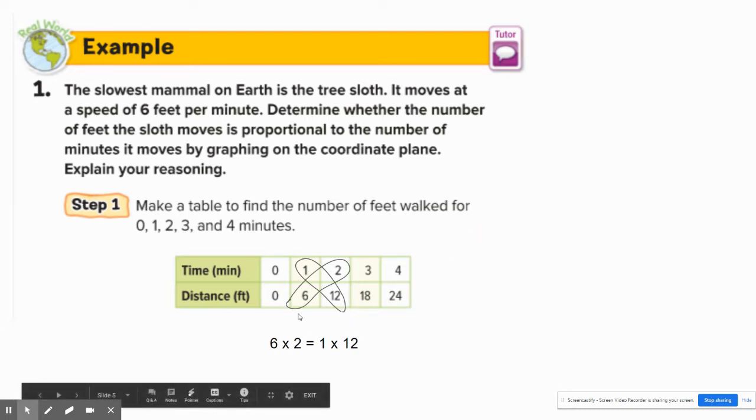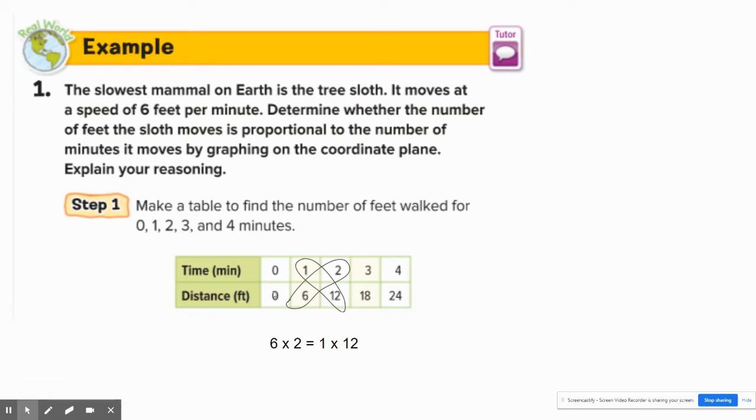Before we took the break, 6 times 2 equals 1 times 12. That, in fact, is true. You find that with any of these, except for 0, 0. Cross multiplying doesn't work for 0, 0 for obvious reasons. 0 times 1 equals 0 times 6. Nope, it worked for all of them. My apologies.